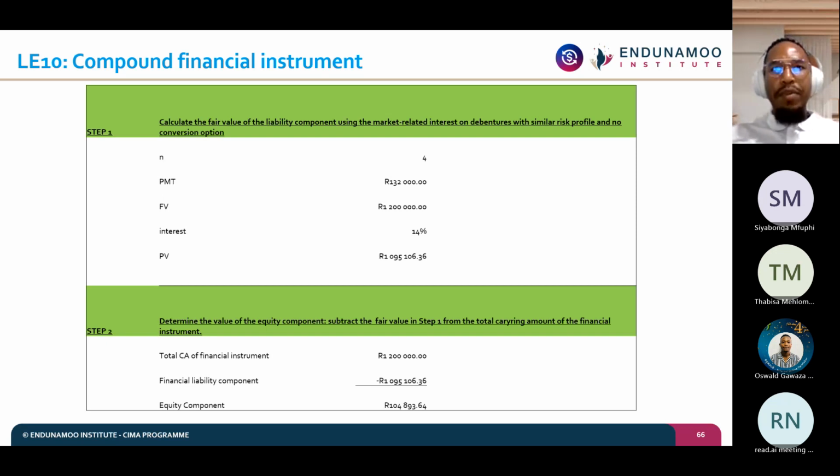In terms of determining the inputs, we chose 4 as the number of periods because it coincides with the number of times that we are going to make payments. So over the 4-year period, we are going to make 4 payments, and the payments will be 11% of the par value, being 132,000. The future value, the scenario said the future value will be the par value.